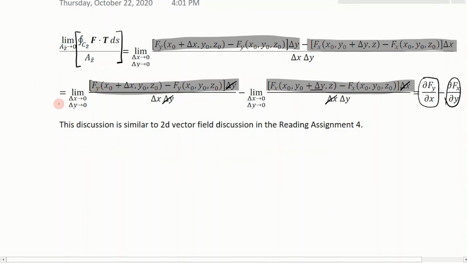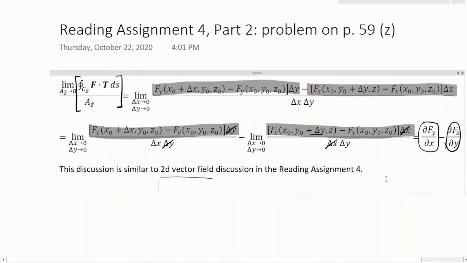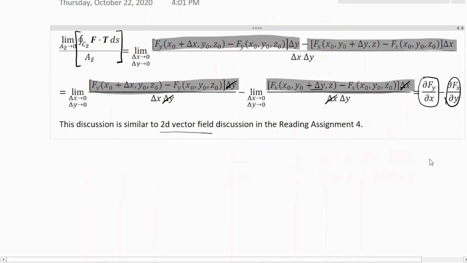I realized as I was explaining that actually there is a discussion for 2D vector fields that looks very similar to what I just explained. But I hope that since my explanation probably isn't identical to the reading assignment, maybe you would get some better understanding once you see both explanations.